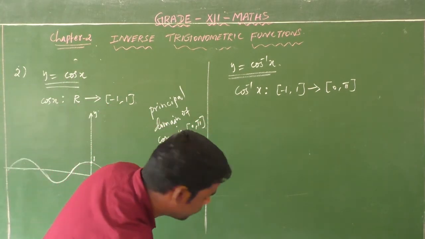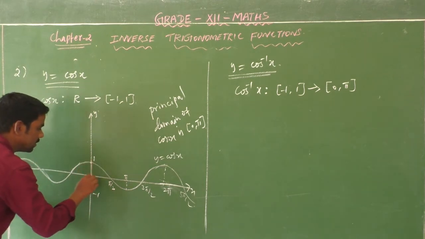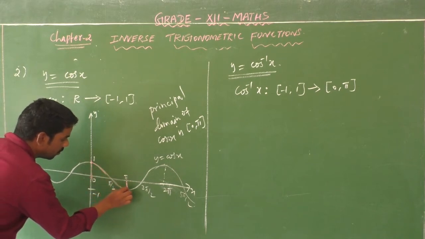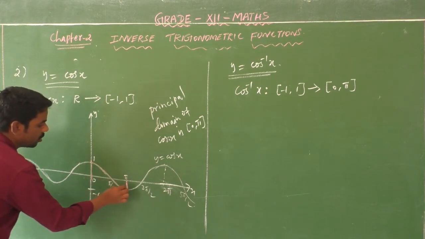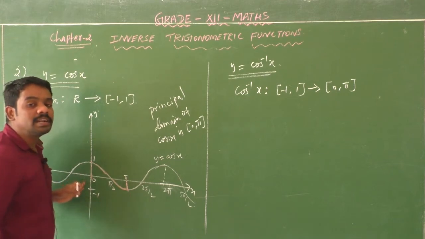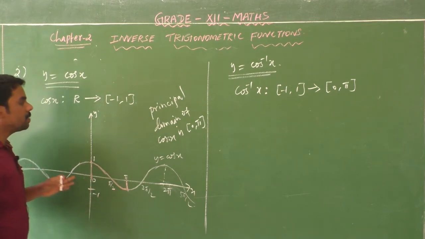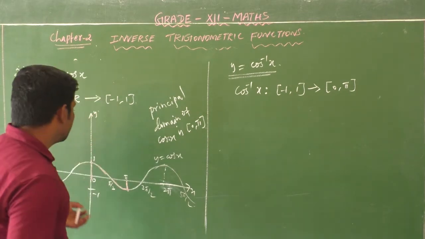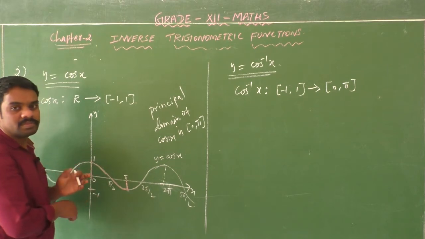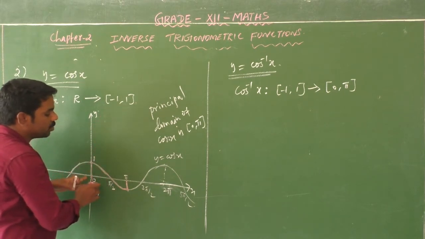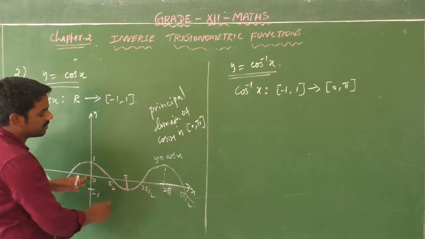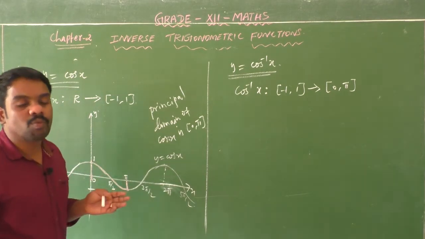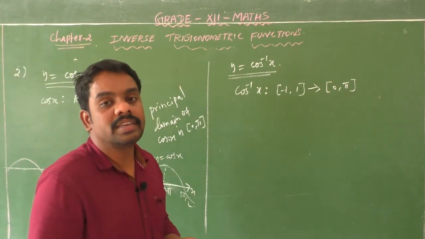Listen, this interval 0 comma pi: this is 0, this is pi. This curve from 0 to pi is the principal domain. So 0 to pi is the principal domain of the cos x function. So cos x takes unique values from the codomain for x in the closed interval 0 comma pi. So the function y equal to cos x is one-one and onto.